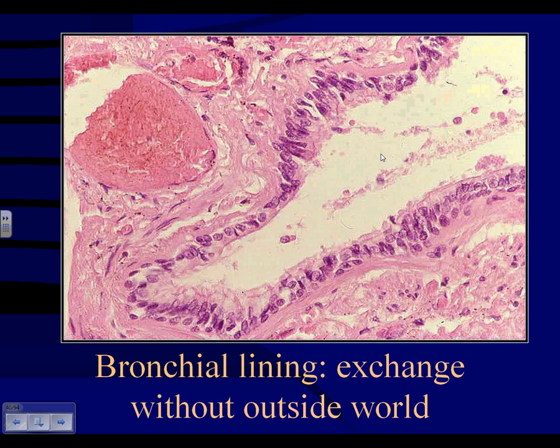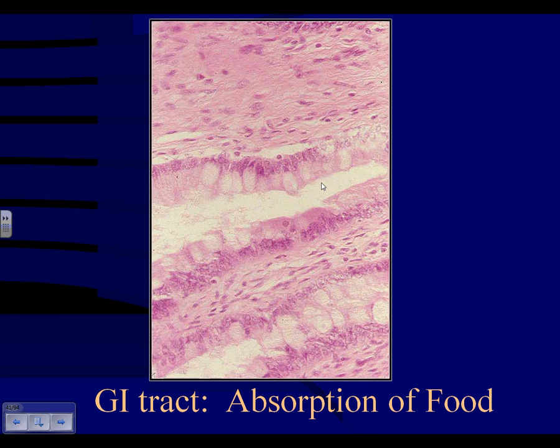Bronchial lining provides exchange with the outside world. So here's this bronchial epithelial lining here with its cilia. And the gas exchange takes place in the alveolar sac further down the lung. The GI tract absorbs food. So I was referring to the example of celiac sprue. You have to have lots of villus surface area to appropriately absorb nutrients and water.